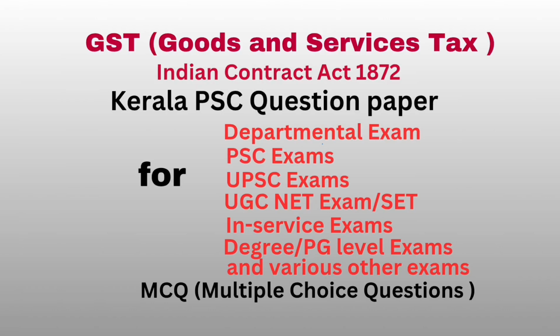Question number 22. The value of supply excludes which of the following? Option A, incidental expenses. Option B, interest or late fee or penalty for delayed payment of any consideration. Option C, discount given before or at the time of supply and recorded in the invoice. Option D, none of the above. Correct answer, option C, discount given before or at the time of supply and recorded in the invoice.